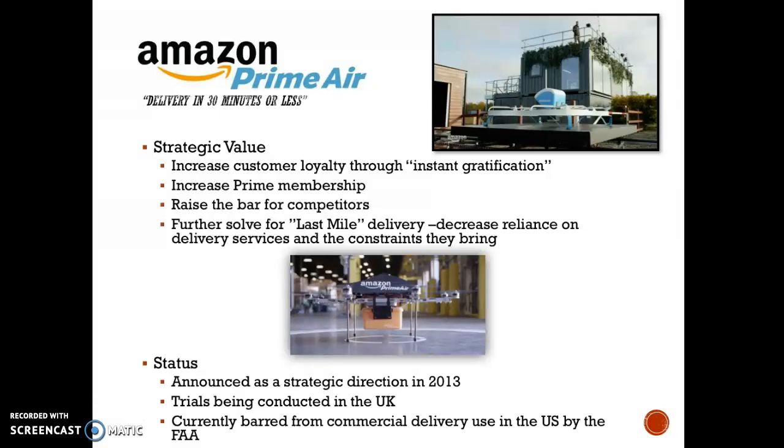Amazon's CEO announced in 2013 that they were targeting drone delivery as a strategic initiative. The goal is to deliver packages to customers in 30 minutes or less, which currently can't be done using traditional delivery methods. There are several business drivers for why Amazon wants to do this. Amazon wants to increase customer loyalty through instant gratification and convenience and increase their overall Prime membership base, which has been very lucrative for them.